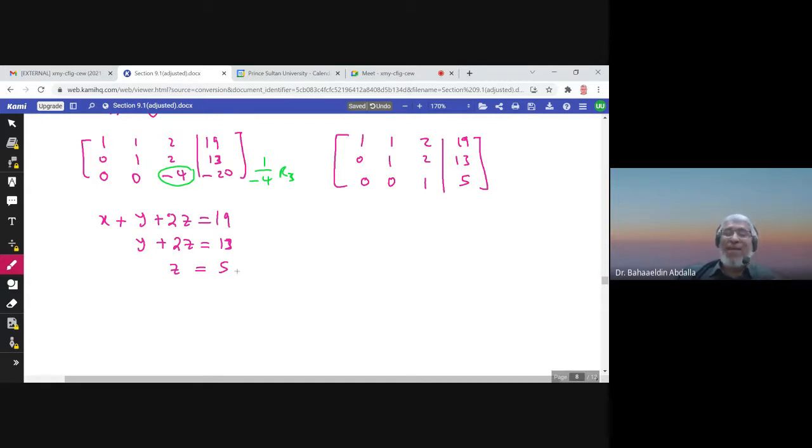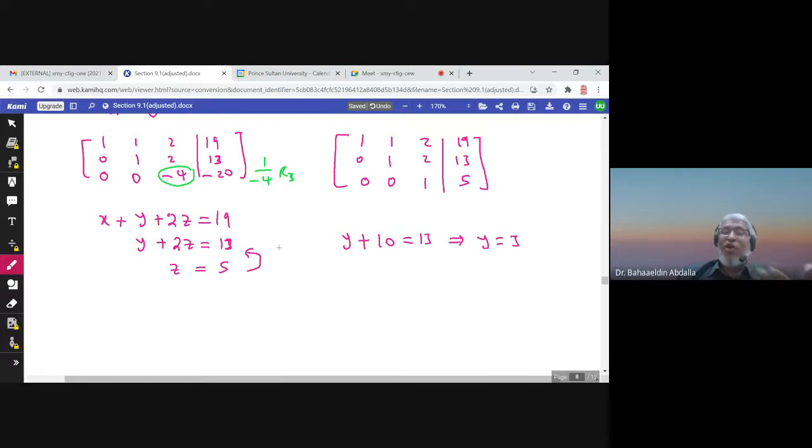I use back substitution. What is back substitution? I go back to equation 2. I replace z with 5. So y plus 2 times 5 is 10 equals 13. So y is 13 minus 10, which is 3.